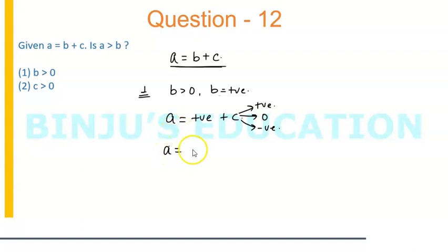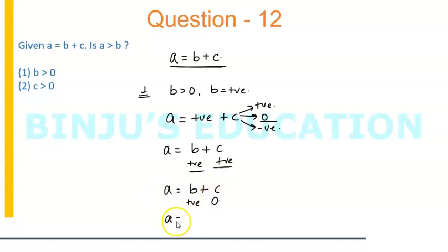Like A is B plus C. This is positive. This is also positive. So I'm adding two positive numbers, so the result has to be greater than B. It has to be, right? But if C is 0, then A will simply be equal to B. If this is positive and this is 0, then A will simply be equal to B.